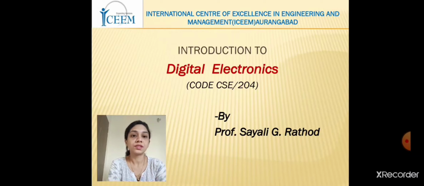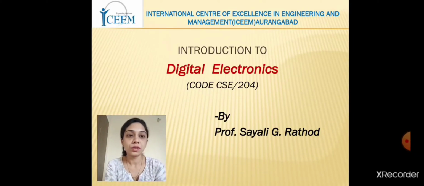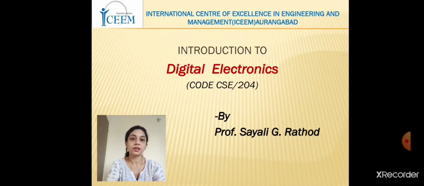Digital electronics is a subject of the computer science department, and the subject code is 204. This is the first lecture of our digital electronics. In this we are going to see the overview of the syllabus. As we know, the syllabus consists of two sections, section A and section B. Today we are going to see the different units which are covered in the syllabus.